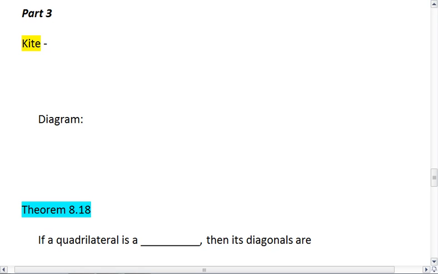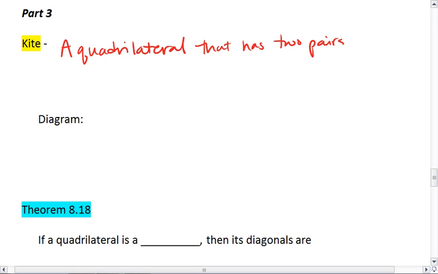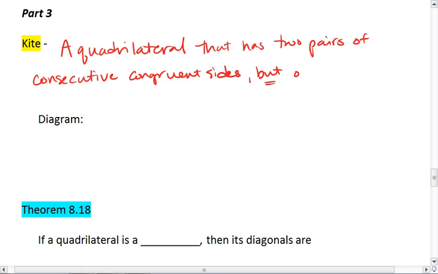Part 3, kites. A kite is a quadrilateral that has two pairs of consecutive congruent sides. So we have two pairs of sides side by side and congruent to each other. Two pairs of consecutive congruent sides, but opposite sides are not congruent.